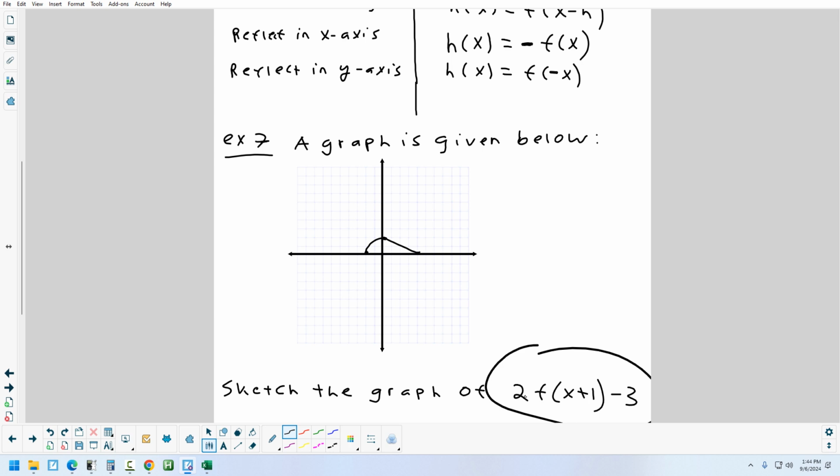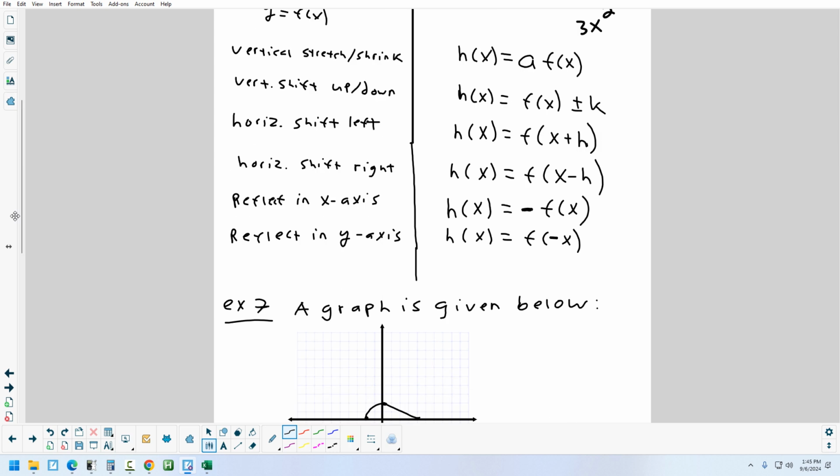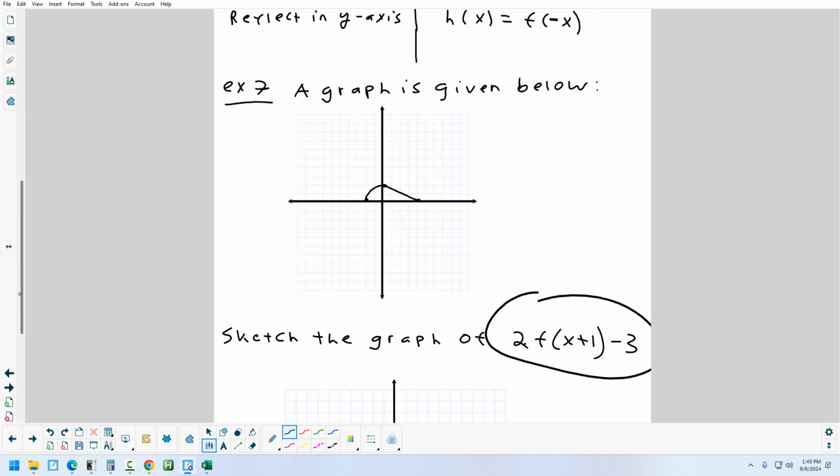James, can you help us? What's this multiplying by a number in front going to do? I believe that's the vertical shift. No, vertical shift is when you add or subtract a number on the end. It's a vertical stretch. Okay, so that's going to be a vertical stretch. So we know that first one. How about the +1?